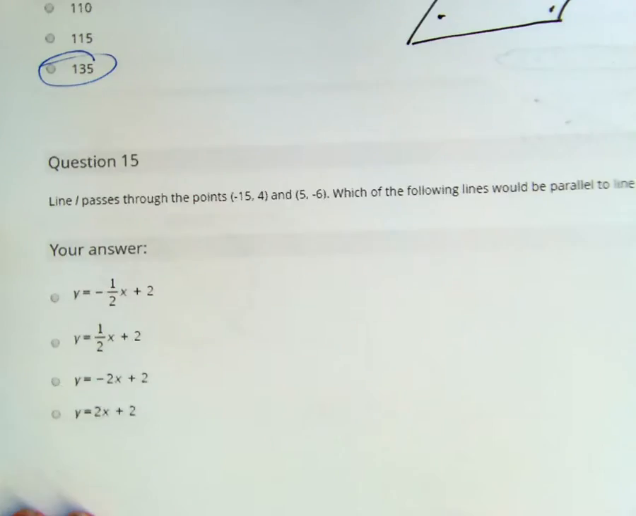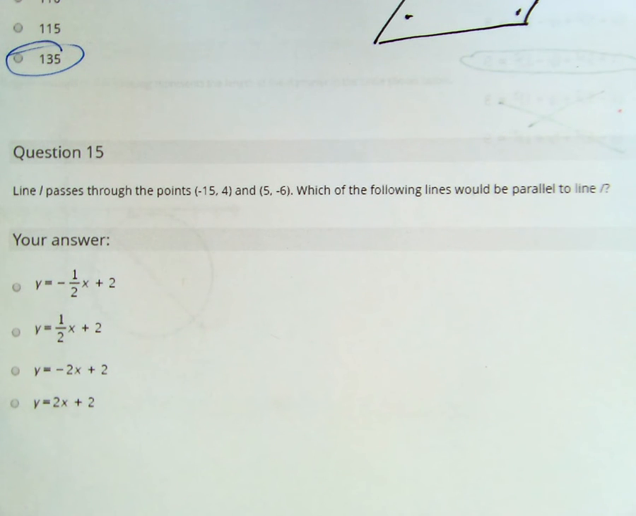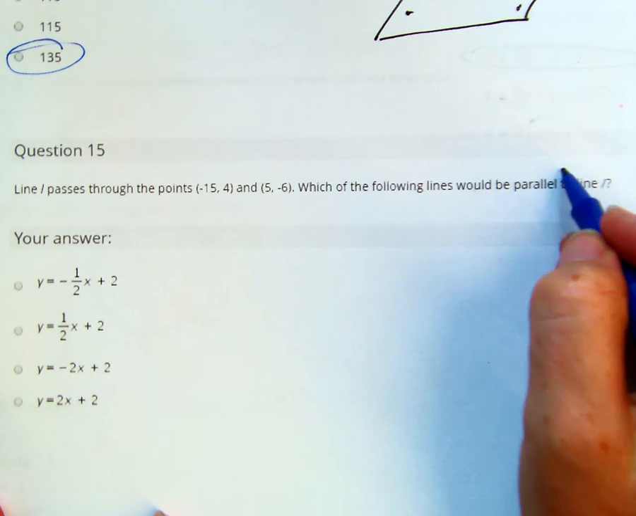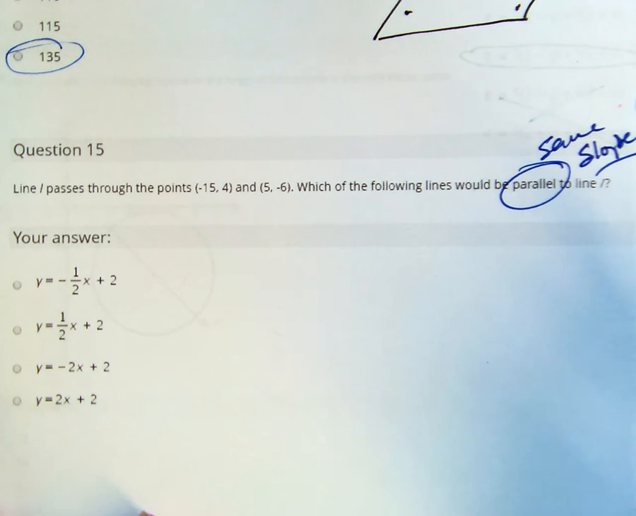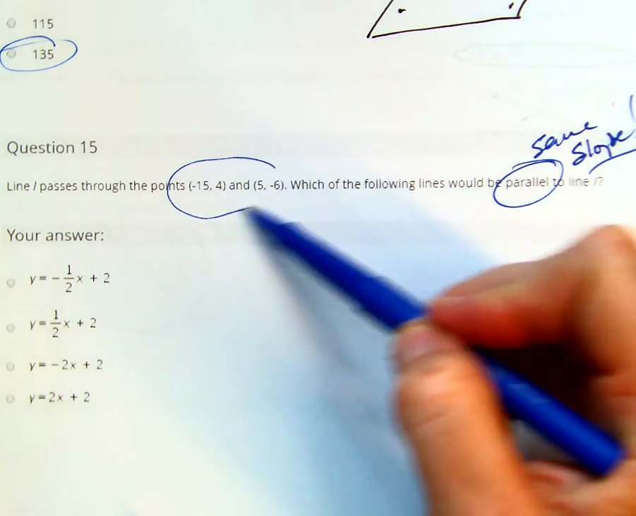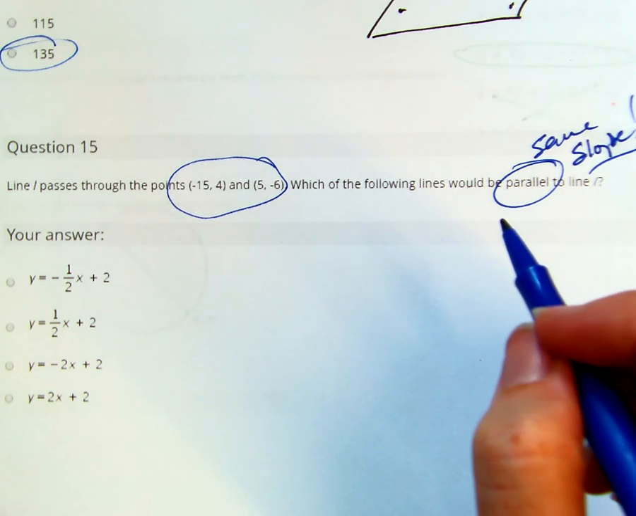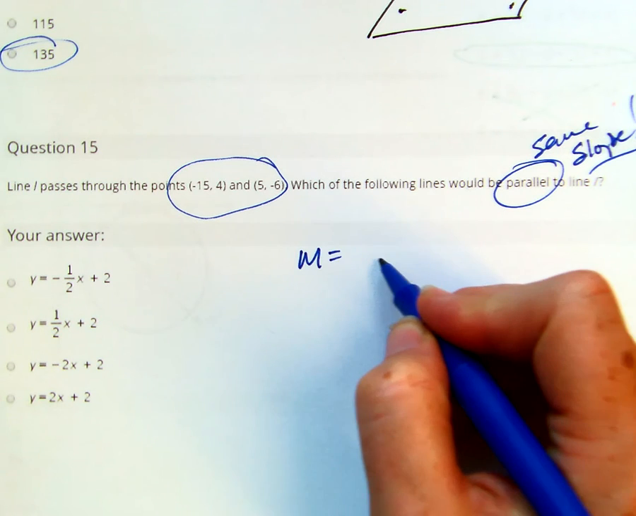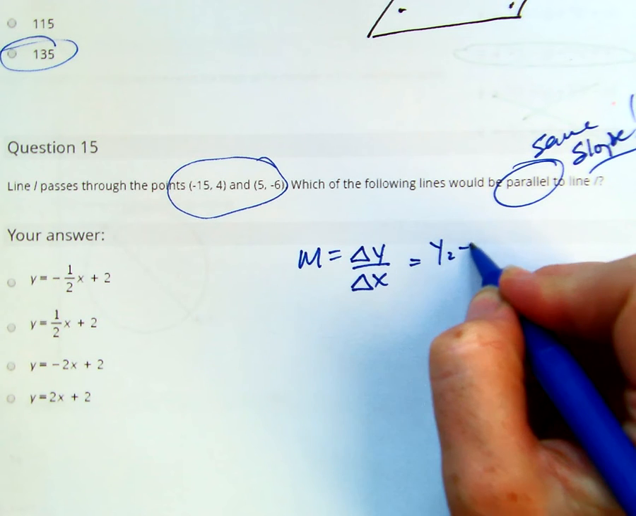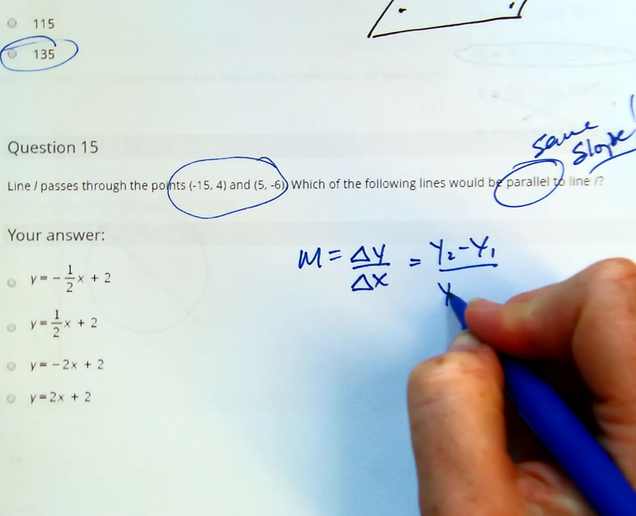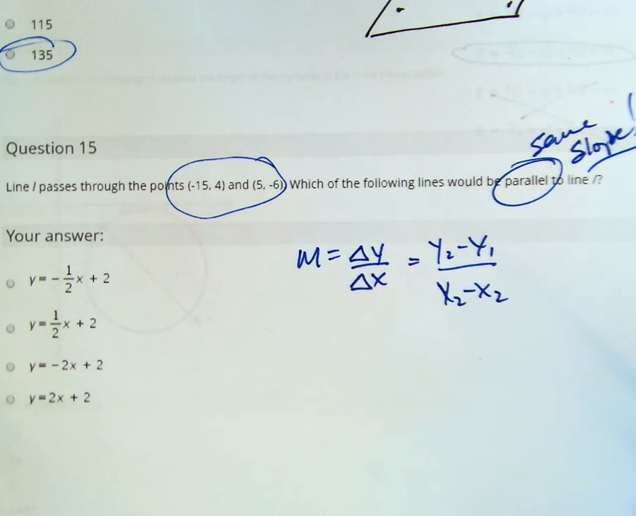All right. For the 400th time, line L passes through the points (-15, 4) and (5, -6). Which of the following lines would be parallel to L? I should see this word and immediately think same slope, right? So what I'm looking for is the slope from these two points. I can find the slope by looking at change in y over change in x, which you learned last year, the formula being y2 minus y1 over x2 minus x1.